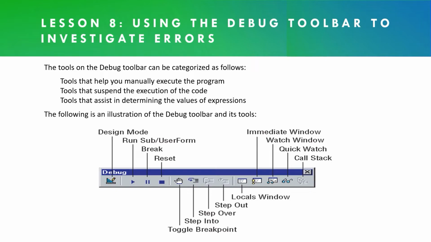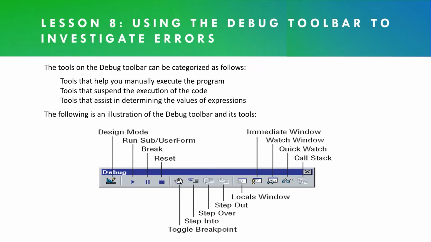So the first set of tools on the debug toolbar, you have design mode, you have your run sub user form icon, which is also on the standard toolbar. You have break, which is pause, and you have reset. And then the tools that can suspend the execution of the program would include toggling a breakpoint.